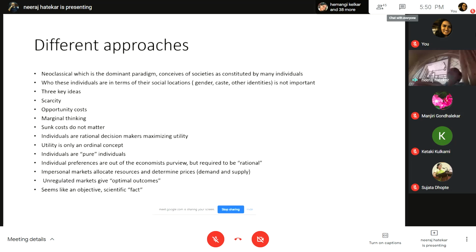Okay, resource allocation would be achieved automatically. Therefore, impersonal markets allocate resources and determine prices through the mechanism of demand and supply, and the price mechanism is then seen as a massive resource allocation mechanism. So basically, prices contain information. The critical idea is that prices contain information. Prices are massive information supplying devices, the kind of information which you would never otherwise have in a centrally planned economy.